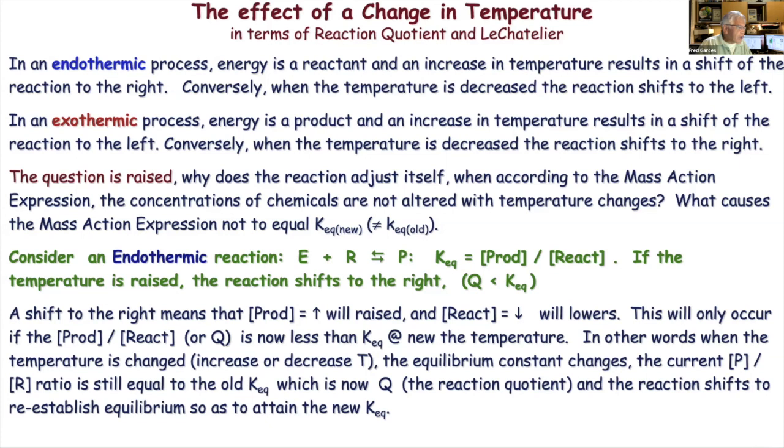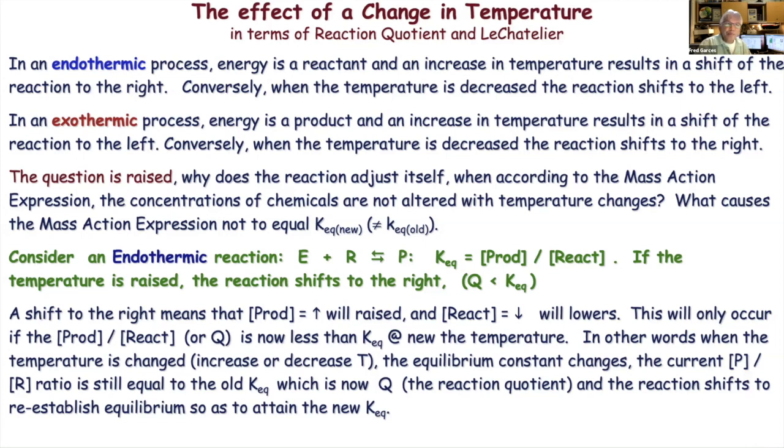When we have an endothermic reaction or an exothermic reaction, the only possible way for the reaction to be out of balance is for K equilibrium to not equal the equilibrium at the previous temperature. The old equilibrium constant is not the new equilibrium constant at the new temperature. And so therefore the products over reactants doesn't equal that new equilibrium constant under that new temperature, because the products over reactants still equal the old equilibrium constant, which is now Q. Then the reaction has to respond so that Q changes to that new equilibrium constant at that new temperature. That's what's going on. The equilibrium constant actually changes when you change the temperature. That's why the reaction shifts to the left or to the right.